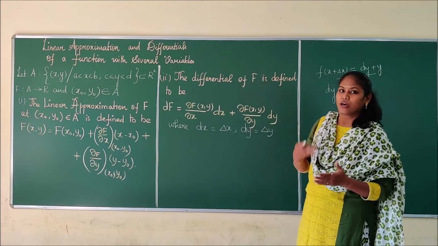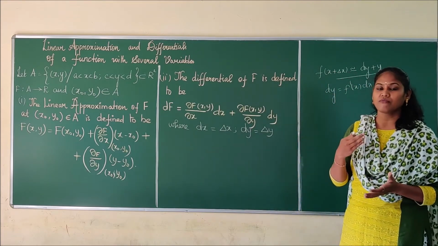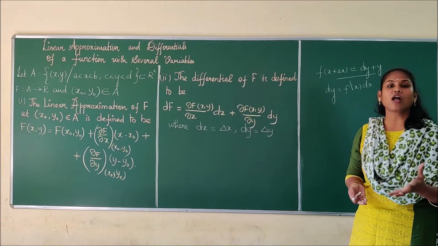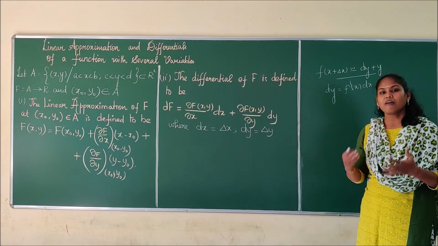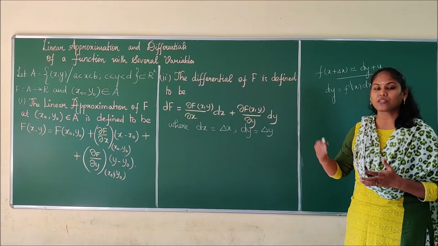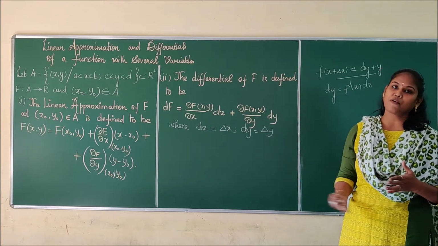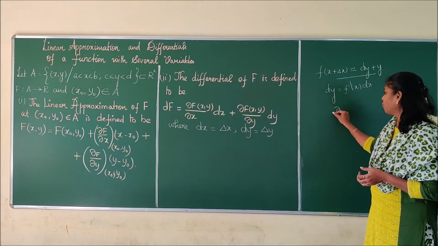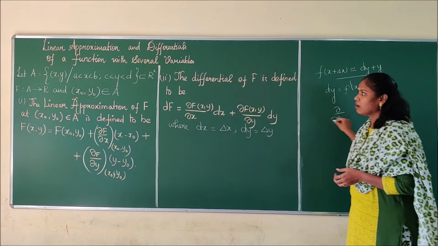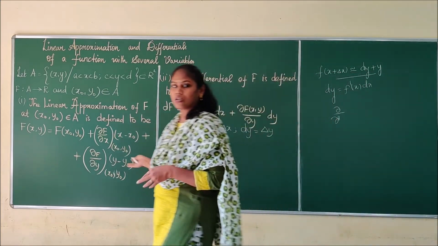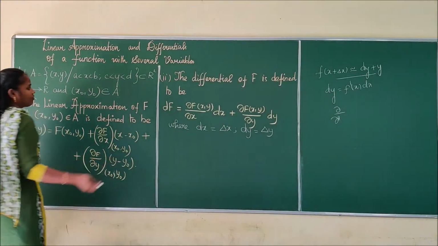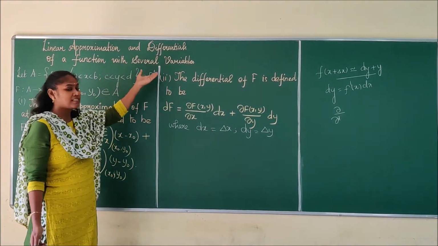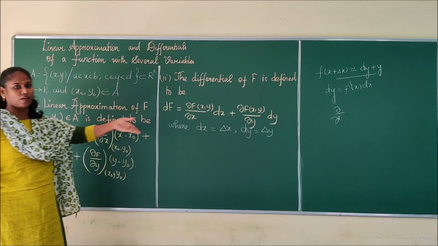You all know, if we differentiate a function with several variables, what type of differentiation do we use there? That is called partial differentiation. That is, if a function is differentiated with respect to several variables, such type of differentiation is called partial differentiation, and we represent it in the form of dou. So here also we are going to use the partial derivative, because we are going to differentiate a function with several variables.